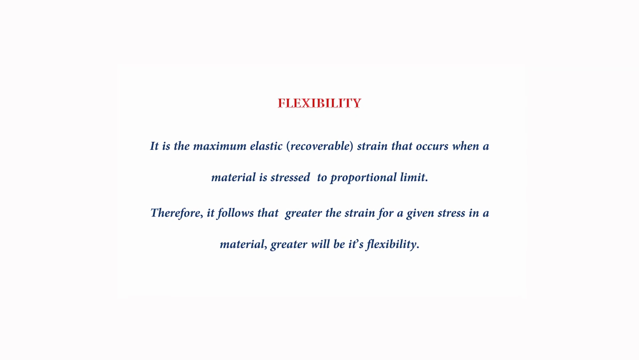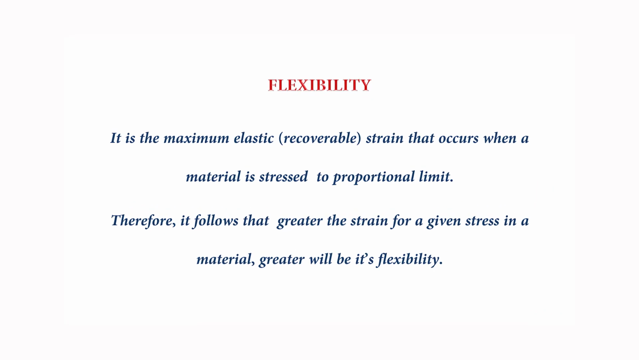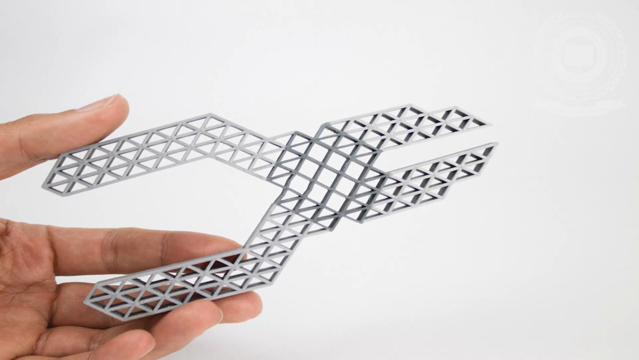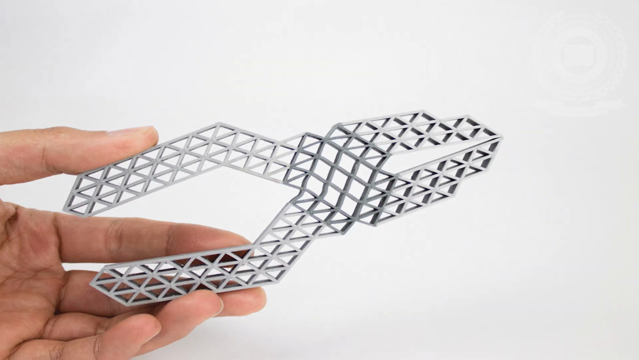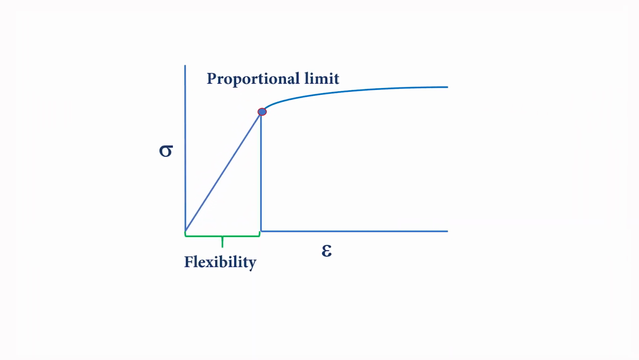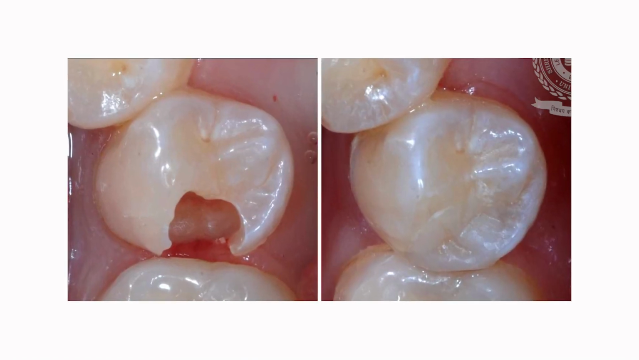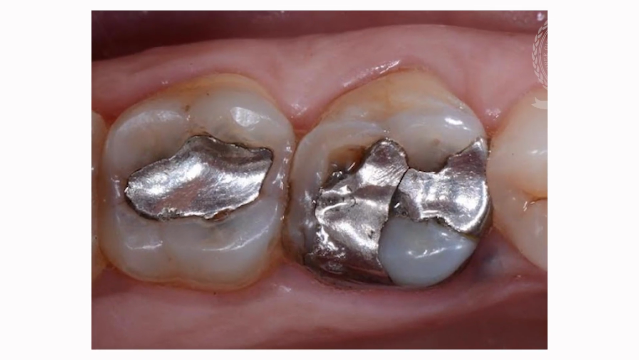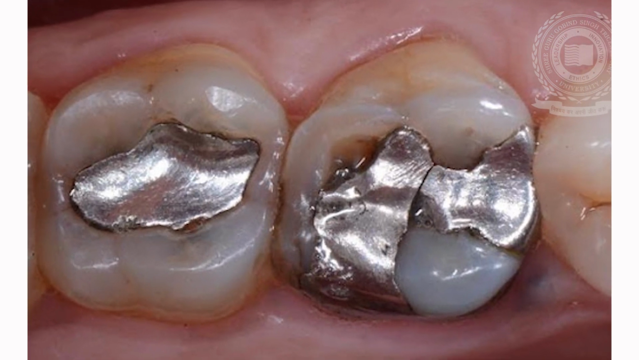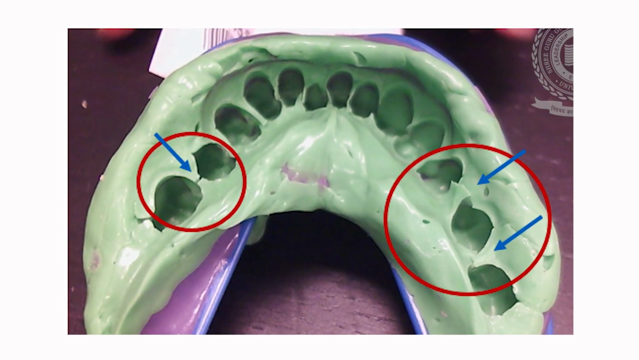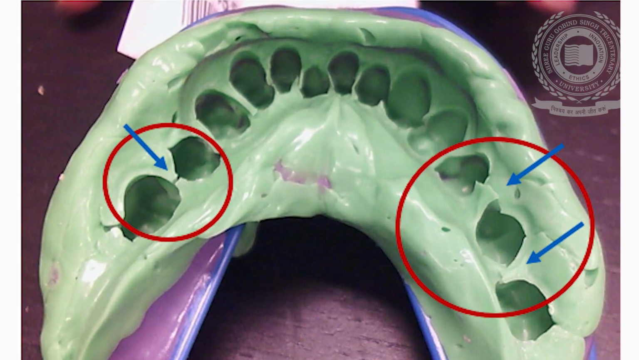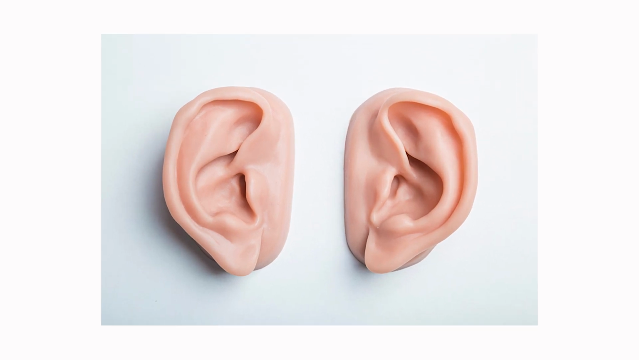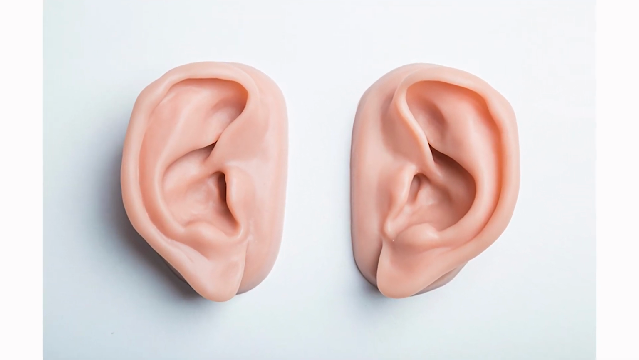Flexibility is the maximum elastic or recoverable strain that occurs when a material is stressed to proportional limit. Therefore, it follows that greater the strain for a given stress in a material, greater will be its flexibility. For example, restorative materials should withstand high stresses and show minimum distortion, or should have minimum flexibility. Impression materials should have large flexibility or elastic deformation to withdraw through severe undercuts without permanent deformation. Maxillofacial materials and soft denture liners should have high flexibility.